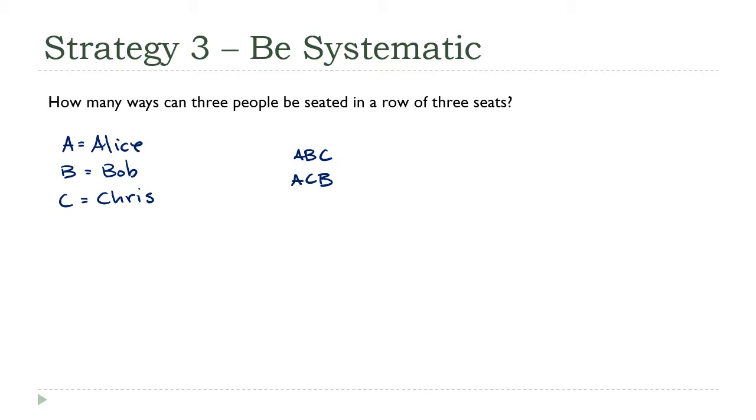Now I'm going to take the next step. I'm going to do all the ones that start with B. Well, I could do B, then A, then C. You notice I'm going alphabetical for my first one. Then I could also switch C and A.